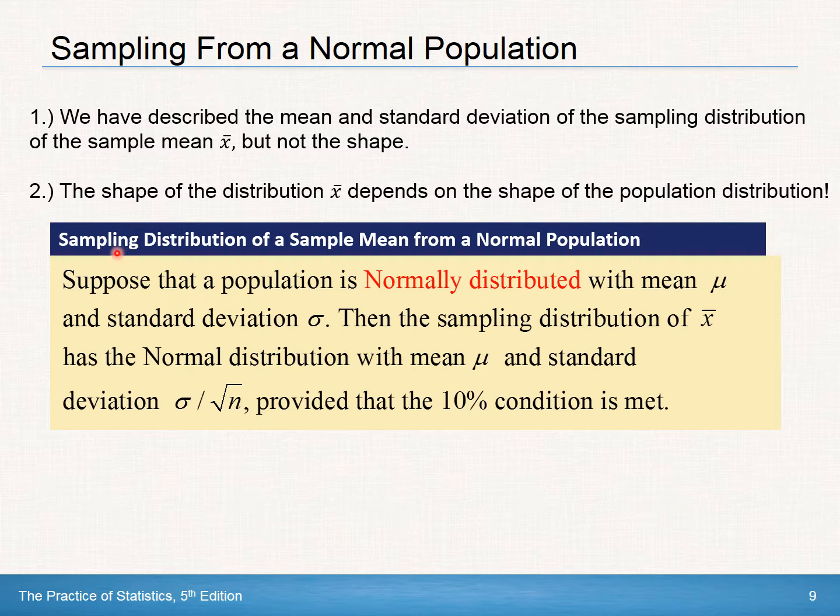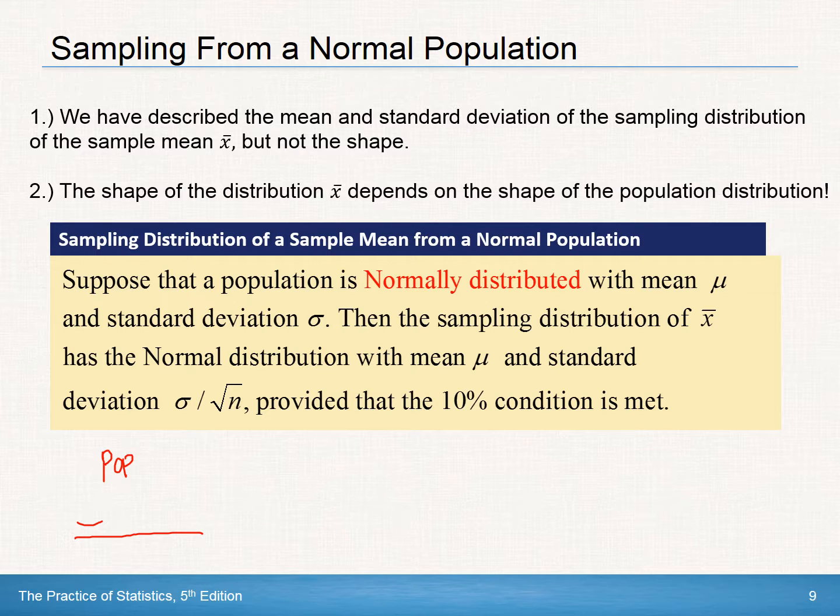Now, if we take a look at a sampling distribution of means from a normal population, then your sampling distribution is going to be normal. So suppose that a population is normally distributed with mean mu and standard deviation sigma, then the sampling distribution of the mean will have a normal distribution with mean mu and standard deviation sigma over the square root of n, provided the 10% condition is met. That's one of the conditions we have to use in order to use that standard deviation.